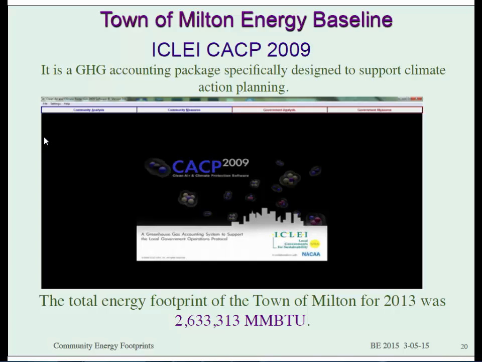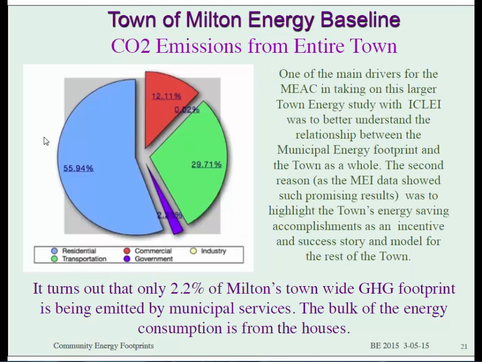So whether we were putting in kilowatt hours or therms or vehicle miles traveled, it had factors that it used looking at the upstream energy consumption for those elements and giving a CO2 equivalent to that energy. And you can see here, the value at the bottom, which we'll talk about a little more. Once we cataloged all the town's energy consumption, you can see what the town looks like.